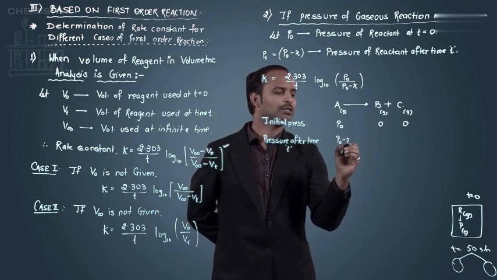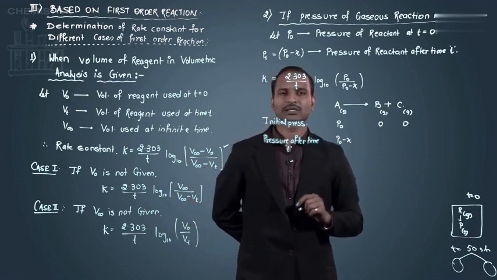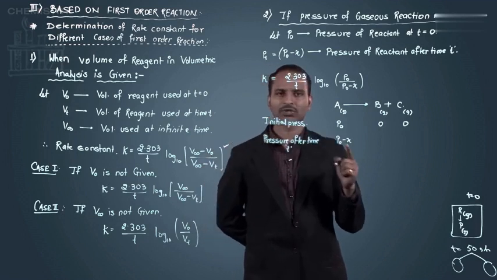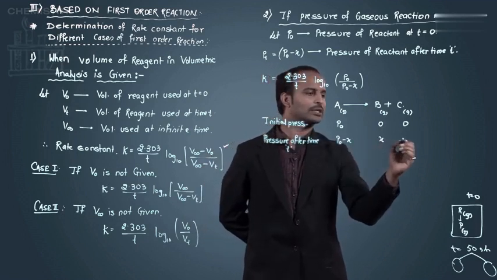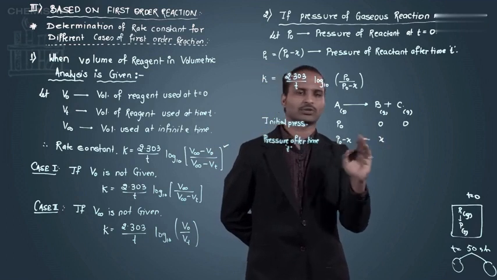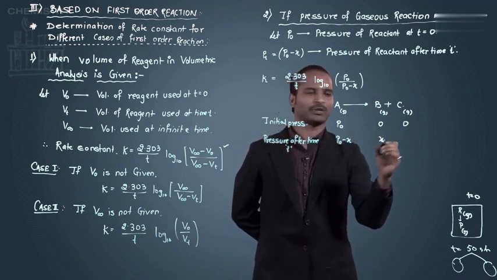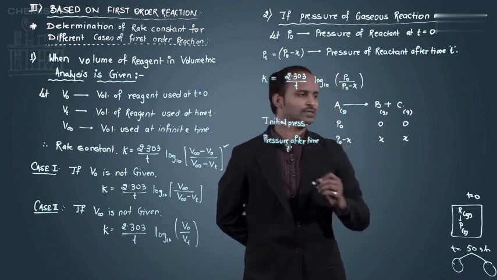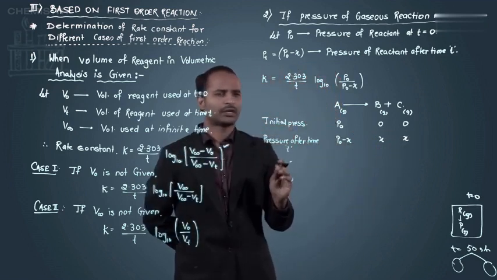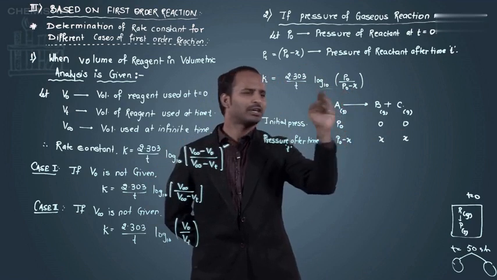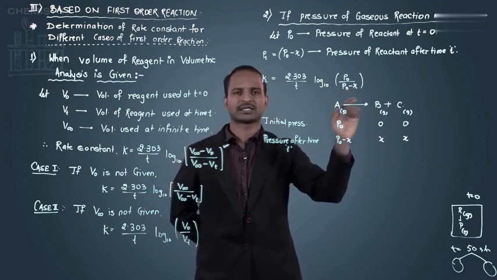So it's P naught minus X. And if P naught minus X is a decrease, X is a decrease in pressure, then I can say this will be the increase. Why is it decreased? Because so much amount of product has been formed. So X will be the pressure of B as well as the pressure of C. Now I have to just replace this X; we are doing everything just to replace this X from here.